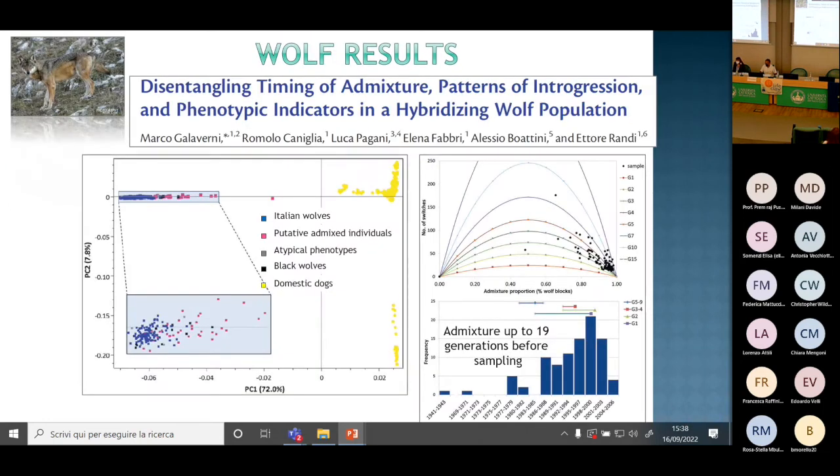In the wolf case study, traditional multivariate and assignment procedures combined with the local ancestry analysis allowed us to identify hybrids up to the 19th generation before sampling, and definitively clarify that for the Italian wolf population, most of the hybridization events occurred not only during the 70s, which corresponds to the last bottleneck, but they happened mostly during the 80s, during the phase of population re-expansion.